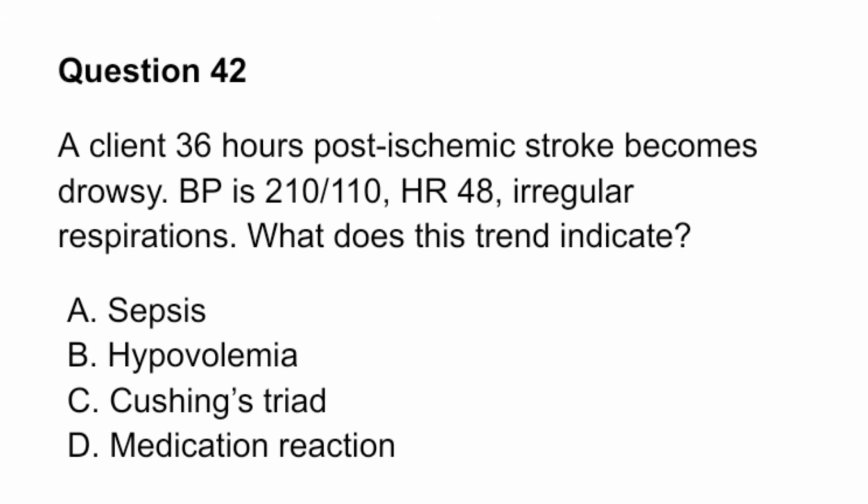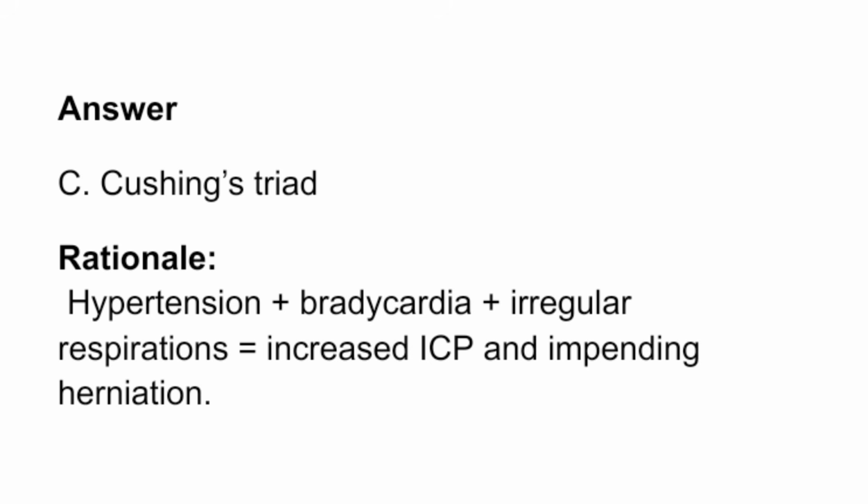Question 42. A client 36 hours post-ischemic stroke becomes drowsy. BP is 210/110, HR 48, irregular respirations. What does this trend indicate? A. Sepsis. B. Hypovolemia. C. Cushing's triad. D. Medication reaction. Answer: C. Cushing's triad. Rationale: hypertension plus bradycardia plus irregular respirations equals increased ICP and impending herniation.